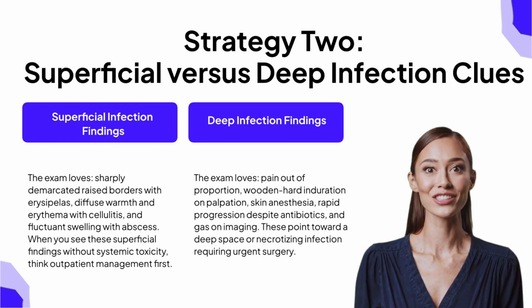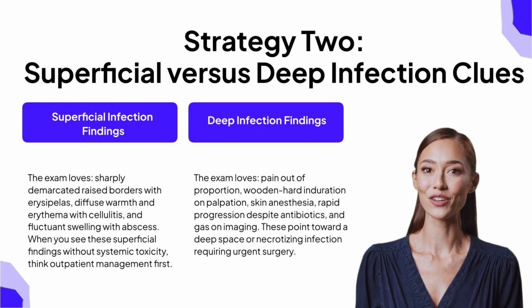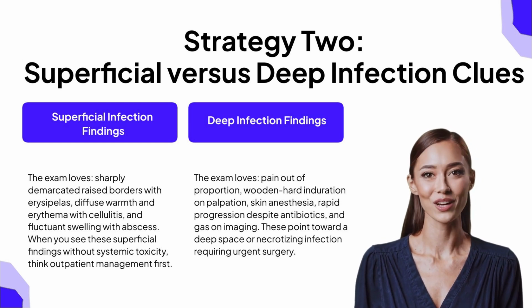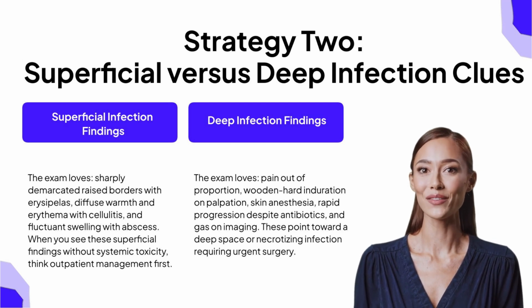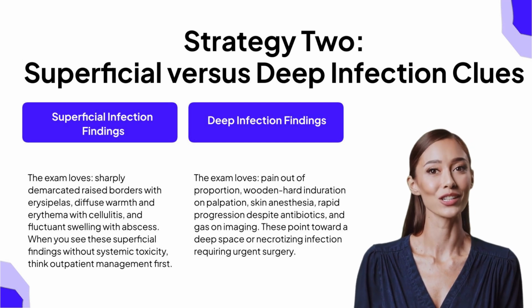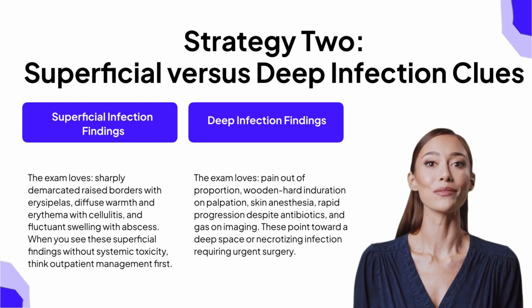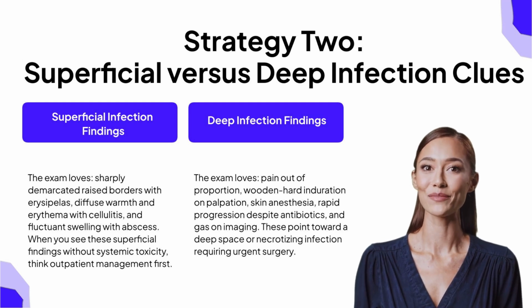Strategy 2 is learning to differentiate superficial from deep infections based on physical exam clues. For superficial infections, the board loves to describe sharply demarcated raised borders, which points to erysipelas, diffuse warmth and erythema without sharp borders, which points to cellulitis, and fluctuant swelling, which points to an abscess. When you see these findings without systemic toxicity, think outpatient management.